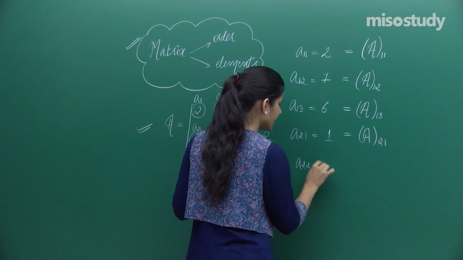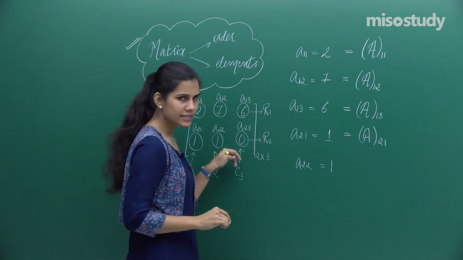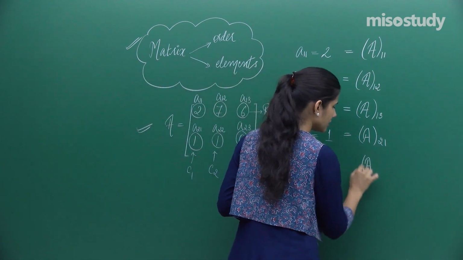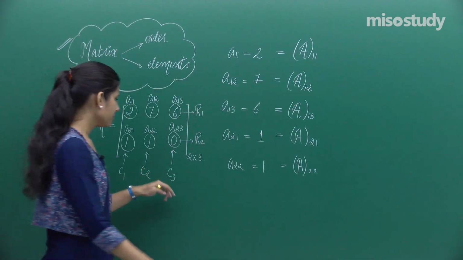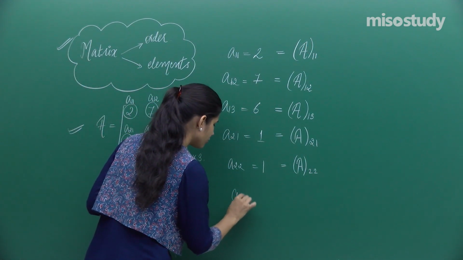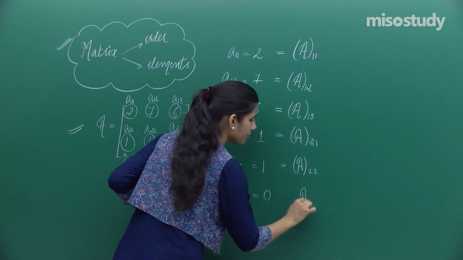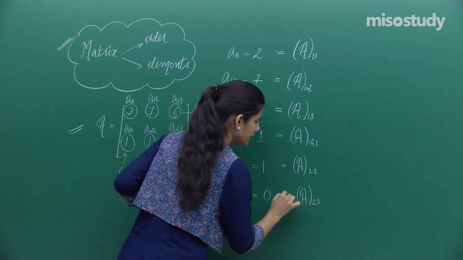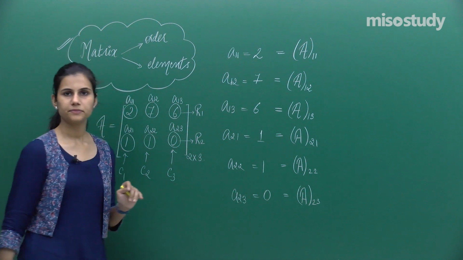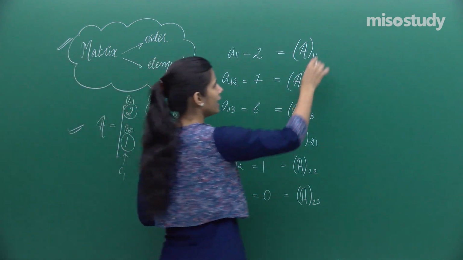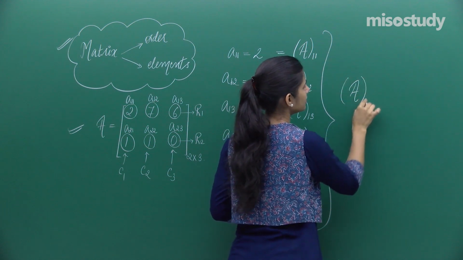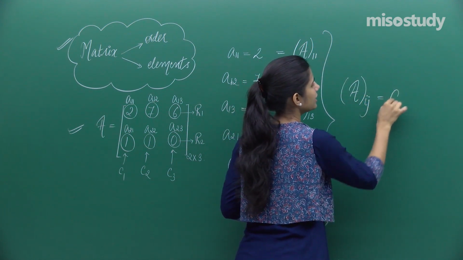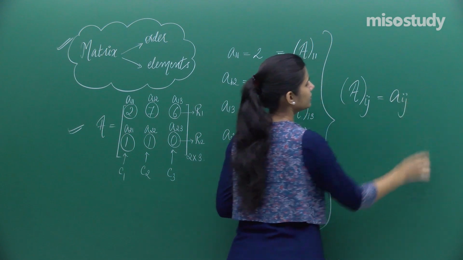A22 is 1, or you can say matrix A's 2/2th element is 1. And similarly, A23 is 0, or matrix A's 2/3th element is 0. What basically I want you to note from here is that matrix A's ijth element is what is denoted by Aij.